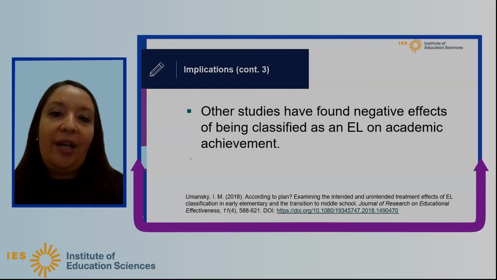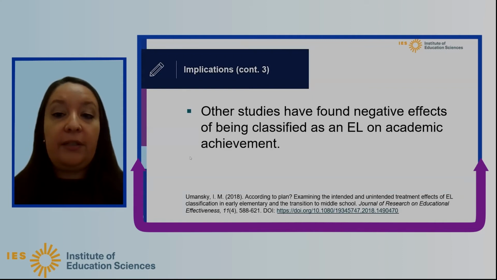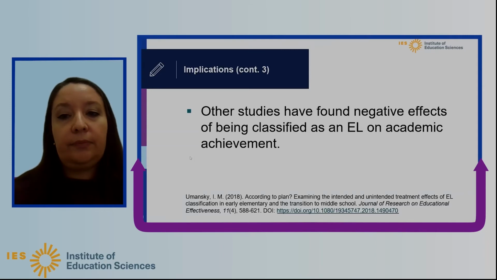At the same time, there are other studies that have found negative effects of being classified as an EL on academic achievement. And it'll be important to know if misclassification plays a role in those sorts of patterns.